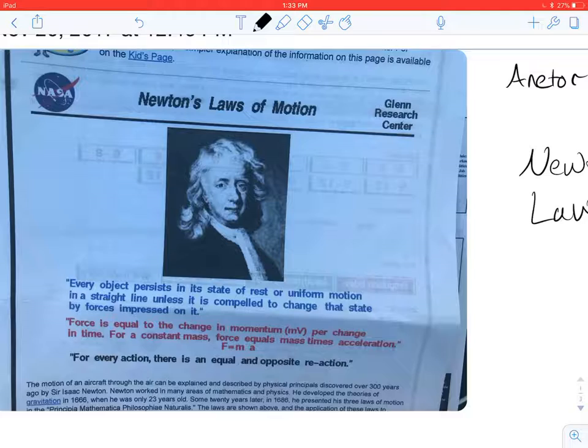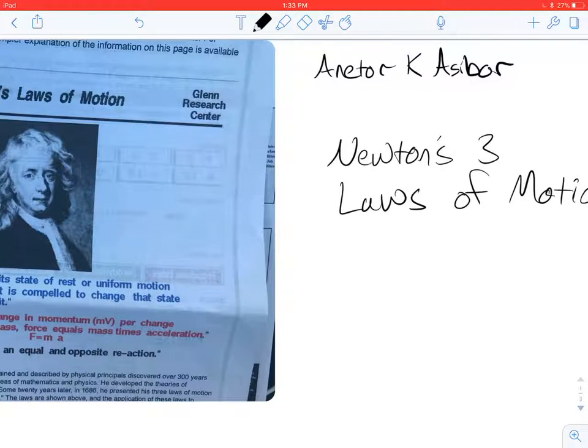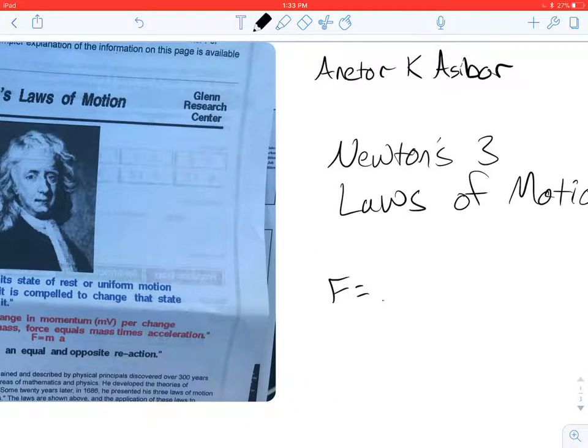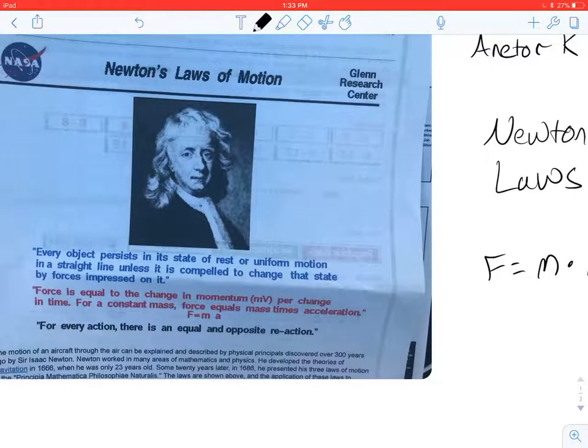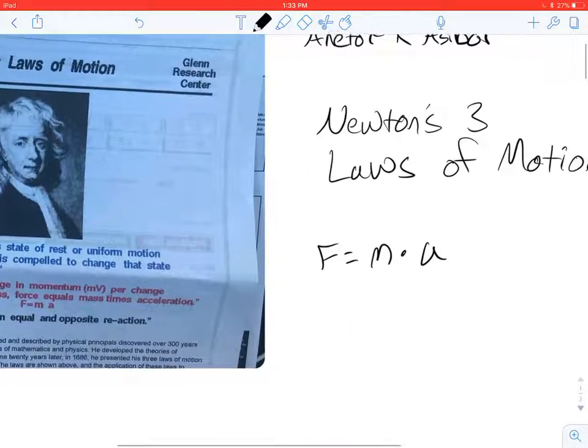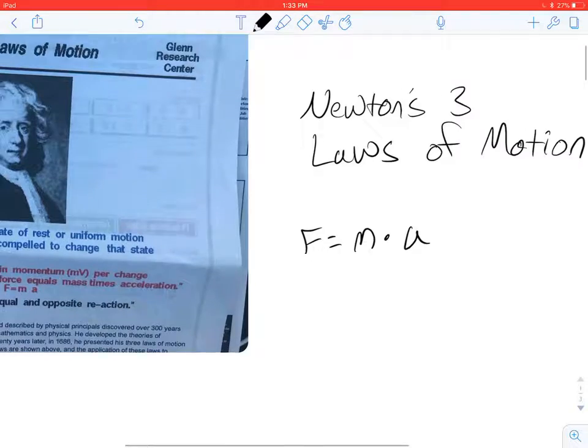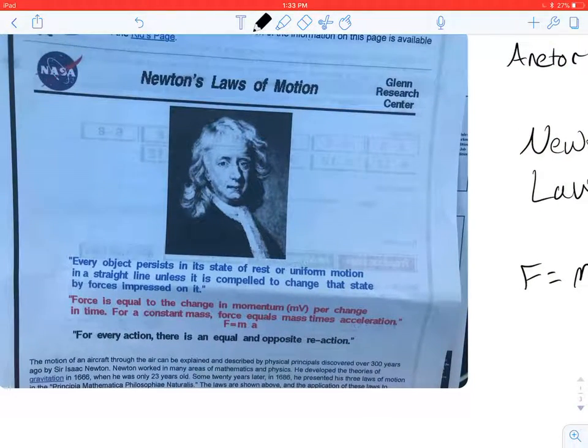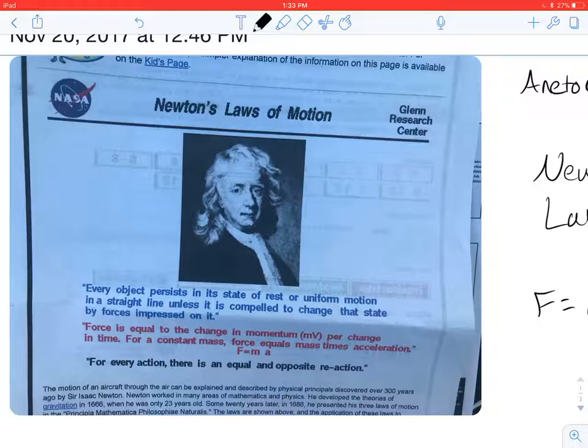Law 2: force is equal to the change in momentum per change in time for a constant mass. Force equals mass times acceleration. So we're definitely going to need that. And also this third law: for every action, there's an equal and opposite reaction. So that'll come into play when we discuss our normal force for problem 2.